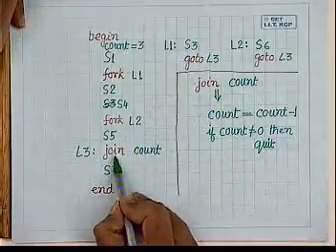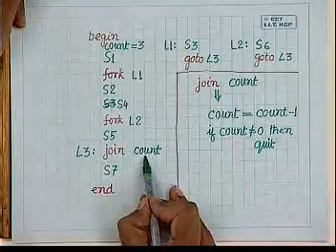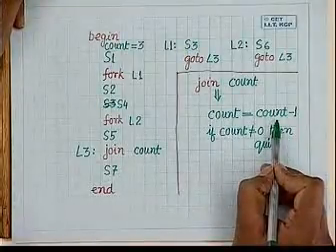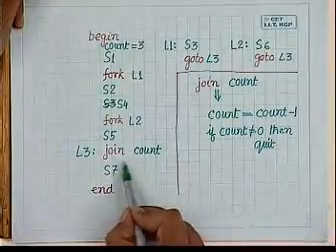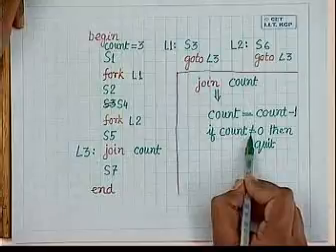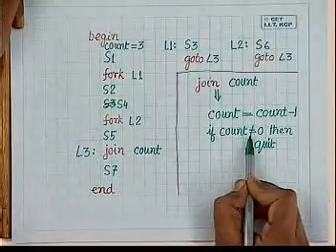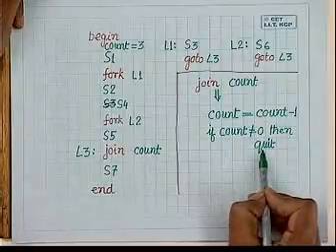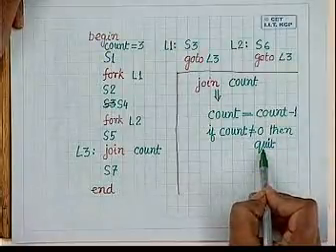So whichever process executes this join count statement first, count will be decremented by 1. Okay. So the first process to execute the join count statement will see that the value of count is equal to 2 after decrementing, which is non-zero. That means that particular process will be terminated.